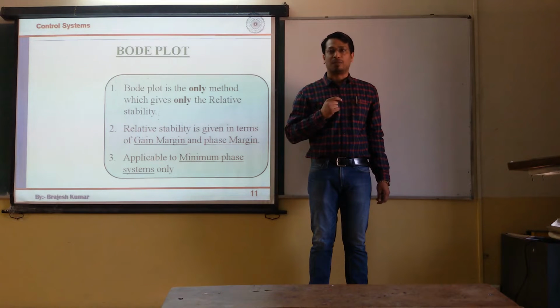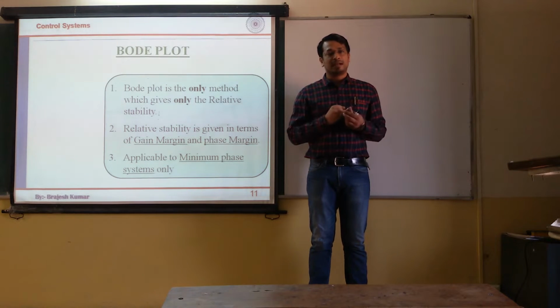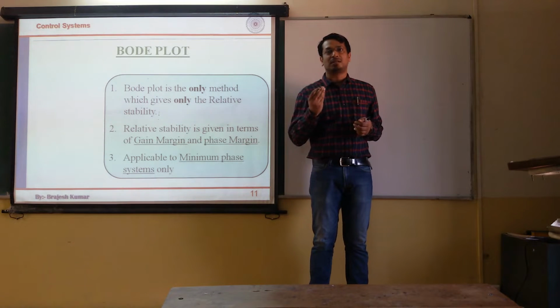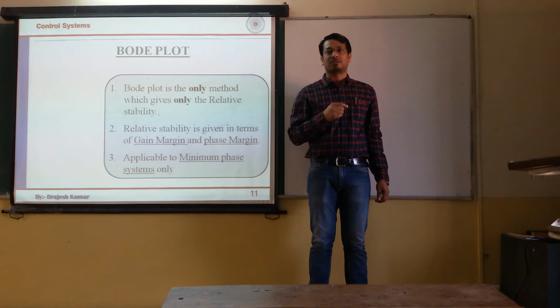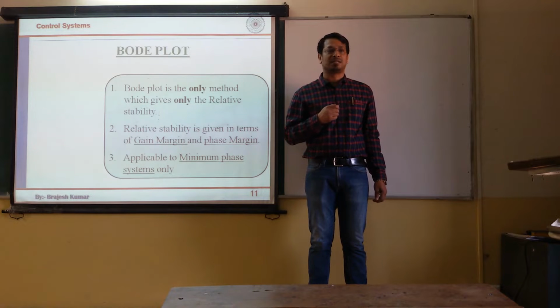Correct? And you know the meaning of relative stability. Well, these relative stabilities are expressed in terms of gain margin and phase margin. Today or maybe in the next class we will define these terms, the meaning of gain margin and phase margin, and how to conclude the relative stability of the system with the help of gain margin and phase margin.